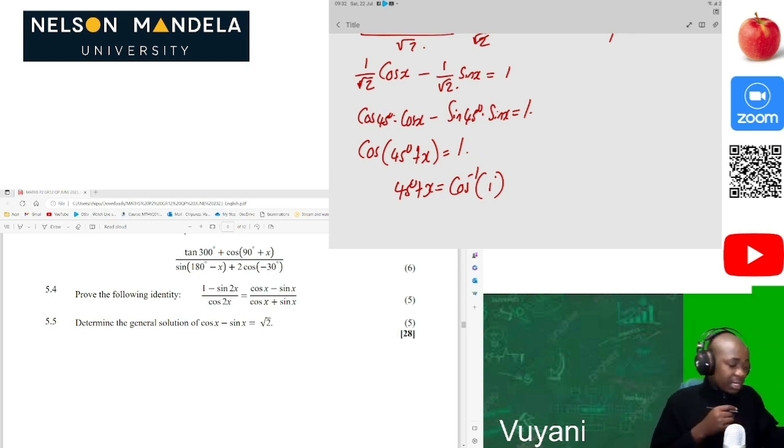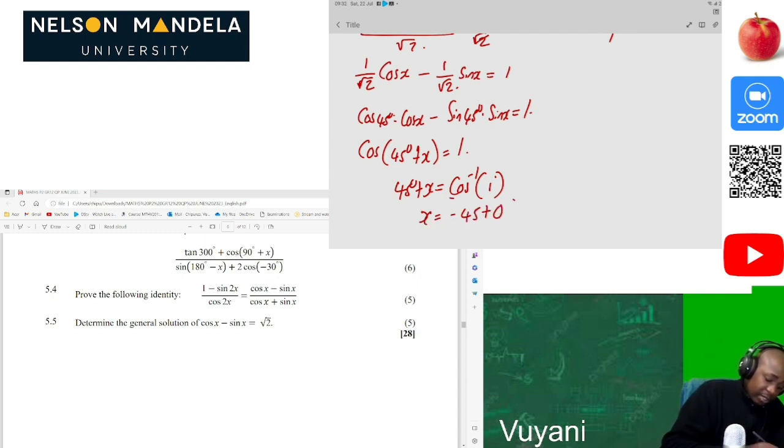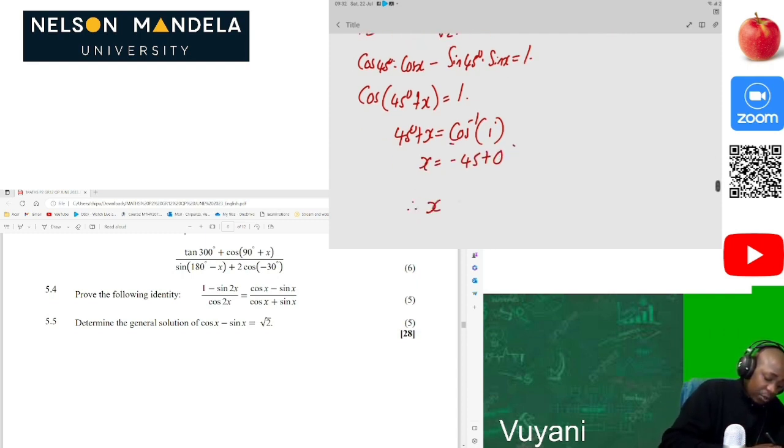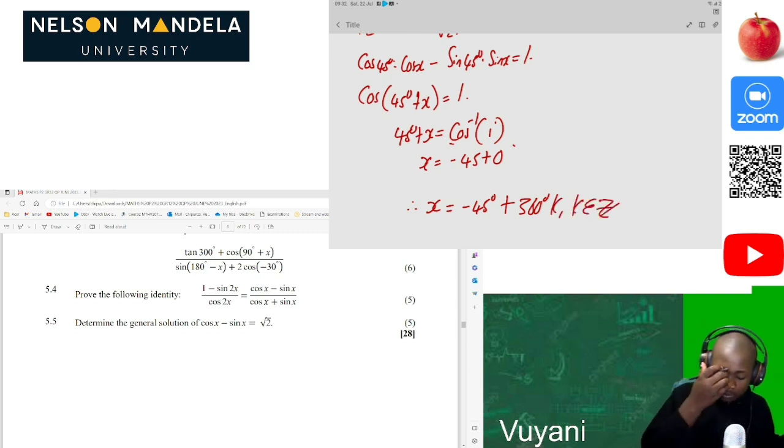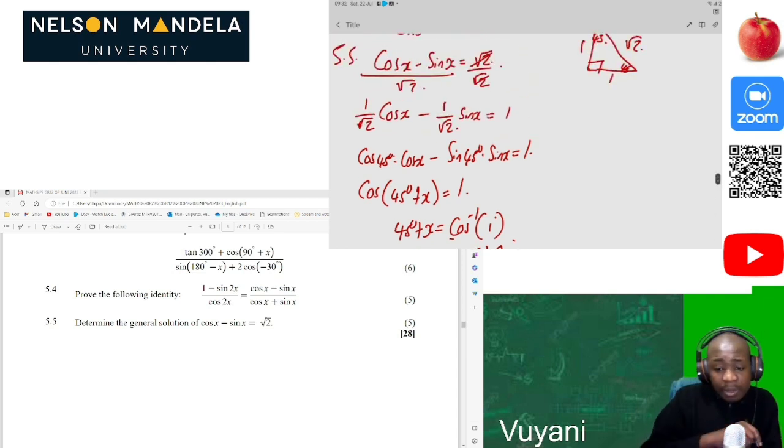So we can see that cos inverse of 1 is 0. So x is equal to negative 45 plus 0. This is 0. So our general solution, since this is for cos, is going to be x is equal to negative 45 plus 360 degrees times k, where k is an element of the integers. Then after that, we are done. Okay, this is so easy and straightforward. So this is how we solved our general solution. This one wanted us to think. The first thing we did was divide all through by root 2 so that we could solve our question properly. Now let's look at the next question, which is talking about trigonometry.